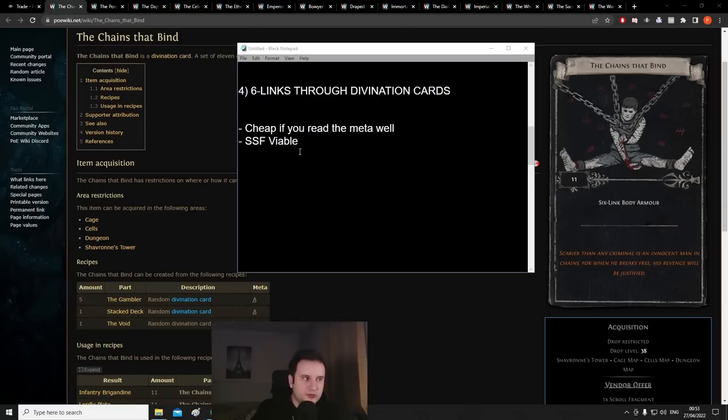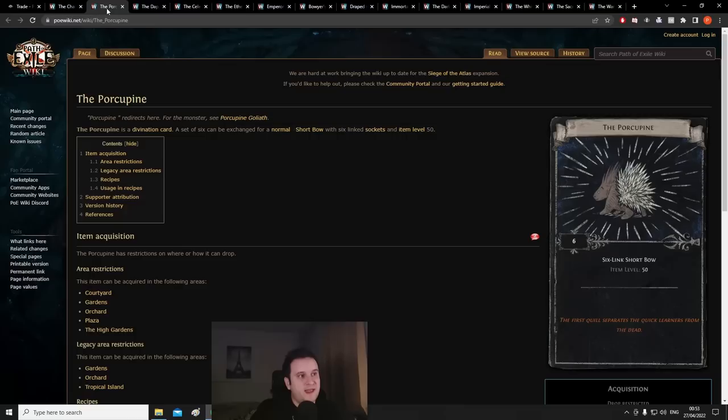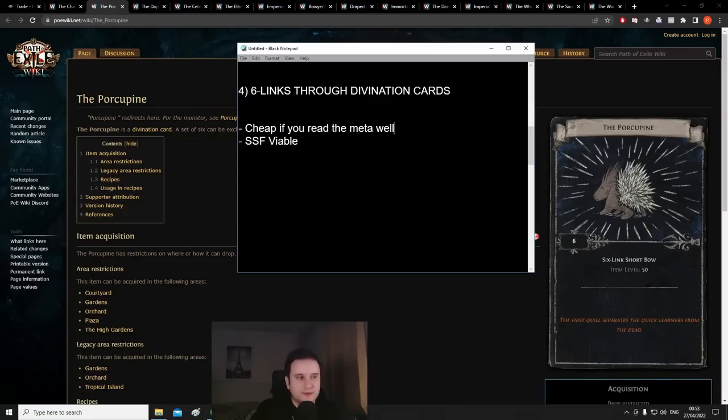Now, some things you should know about getting a 6-link with divination cards is how expensive these are actually changes quite a bit from patch to patch. If you're good at reading the meta, if you know what's meta, right, then this can be pretty good. If you need something that not a lot of other people need, you could get to your 6-link very easily. You could pay like 20, 30 chaos and get your semi-endgame chest, right? Or you could just fall flat because everybody wants Porcupine cards, right? It is what it is.